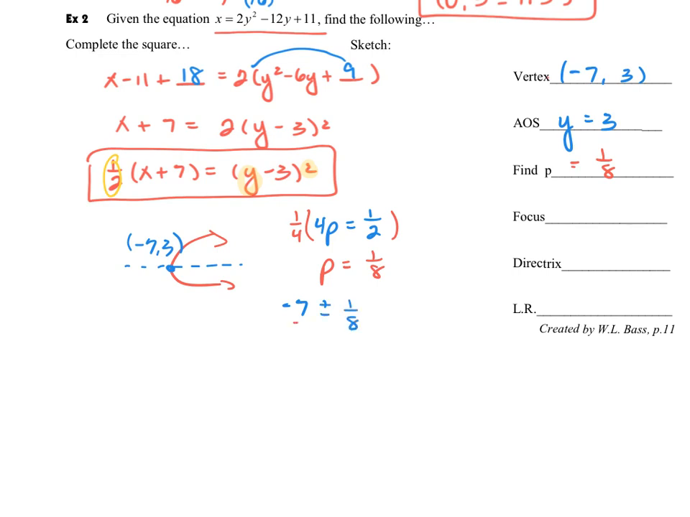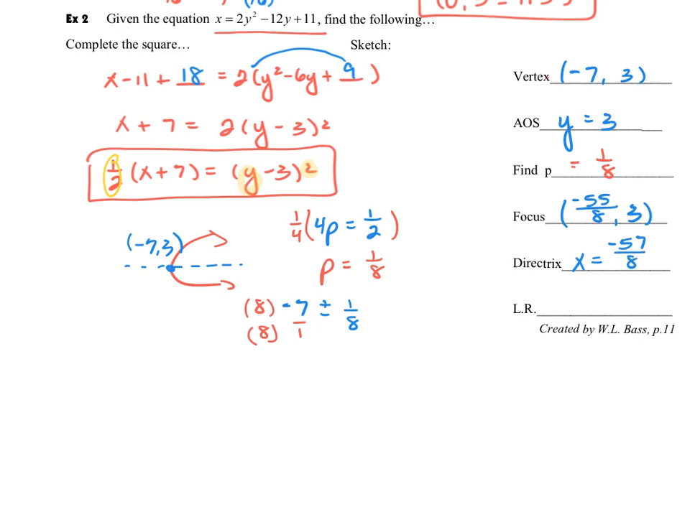I'm going to get my common denominators. So I'll have my 8 over my 8. So my new x coordinate for my focus will be a negative 56 plus 1, or a negative 55 over 8, and then the y coordinate stays the same. Then I'm going to subtract that 1/8, so I'm going to have a negative 56 minus 1, so it's going to be an x equals a negative 57 over 8.